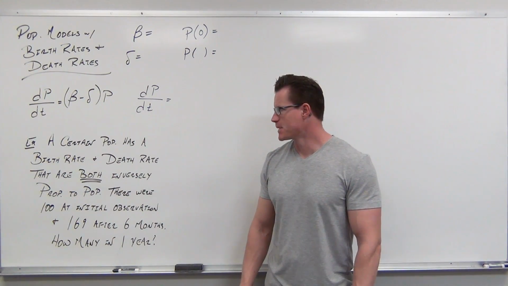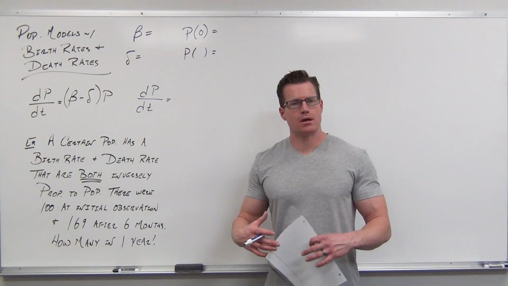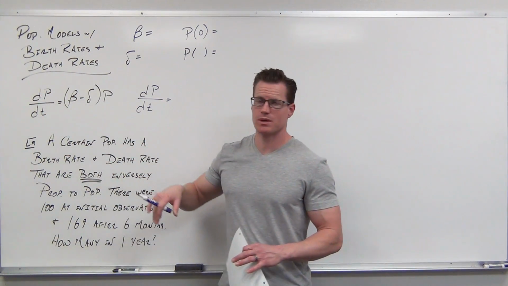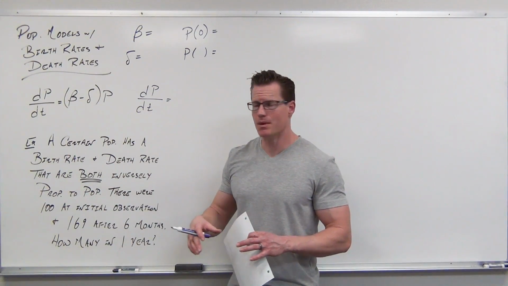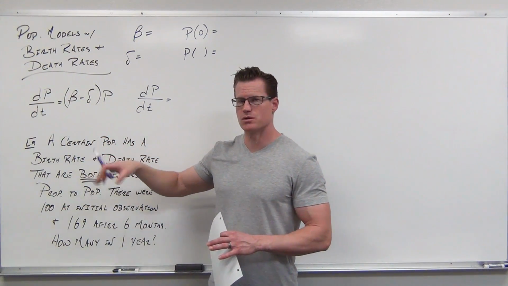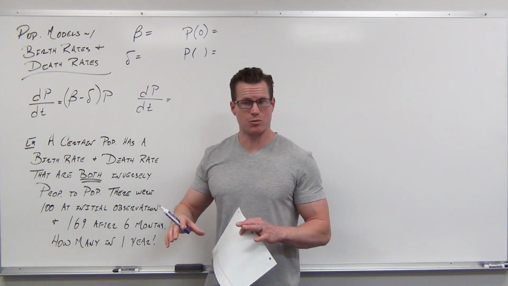All right, well, what do we know? We know that because we're given birth rates and death rates, the rate of change of the population with respect to time should be based on a difference between birth rate and death rate times the population. So we discovered that two videos ago. Now we're just exploring that.